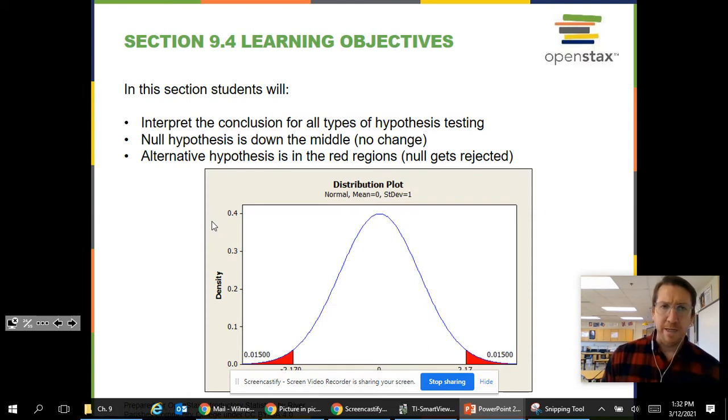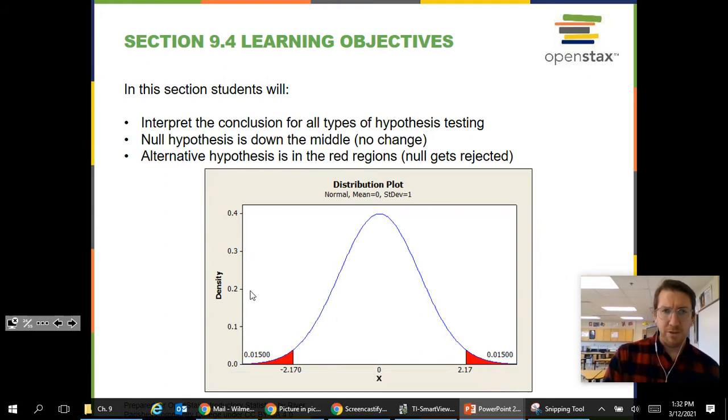In this section, we're going to be interpreting the conclusion for all hypothesis testing. And we're going to be looking at these normal distribution curves. And here's another example of a normal distribution curve showing 1.5% on the top end and 1.5% on the bottom end. So whenever we think about these distributions, we want to think about our hypothesis now.